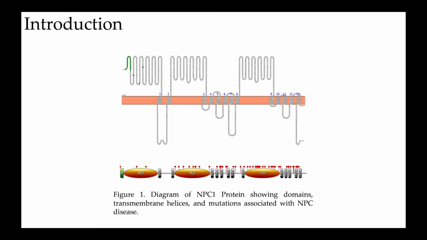Looking at figure 1, you can see where the N-terminal domain, middle luminal domain, and the C-terminal domain are labeled, as well as transmembrane helices 3 through 7, which form the sterol sensing domain. And also along the bottom, you can see those red dots. Those are the mutations in NPC1 associated with Niemann-Pick type C disease.